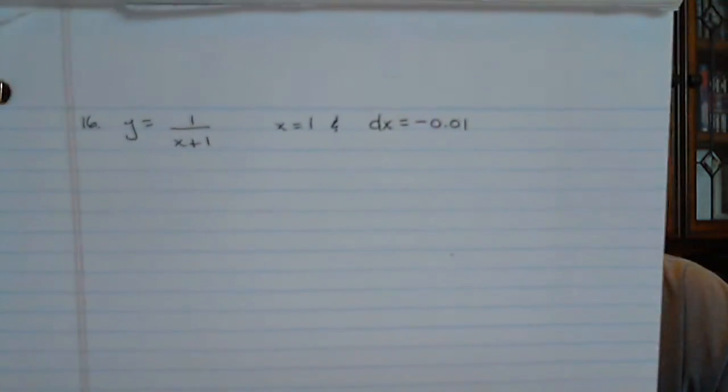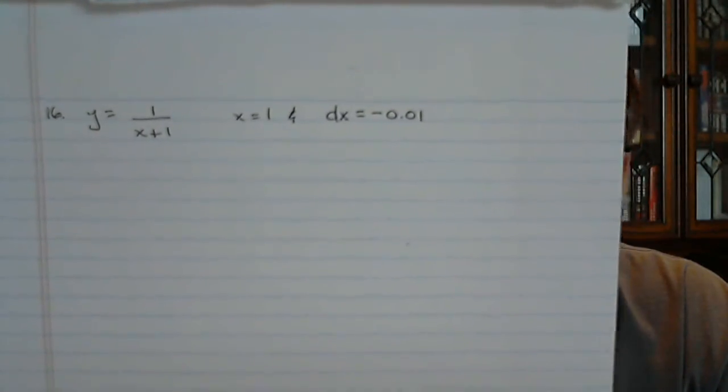Problem 16. We're asked to find the differential dy and evaluate dy for the given values of x and dx. So this is a straightforward use the formula, find dy, plug in x and dx kind of problem. Problem 16 says y equals 1 over x plus 1, and our values are x equals 1 and dx equals negative 0.01. So I've written that down here on my paper, and we'll go ahead and get started.